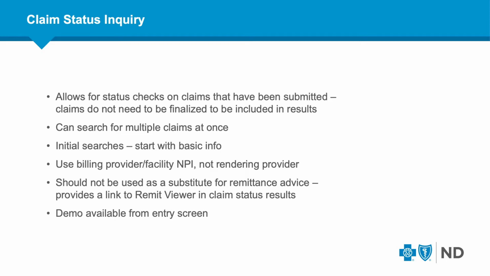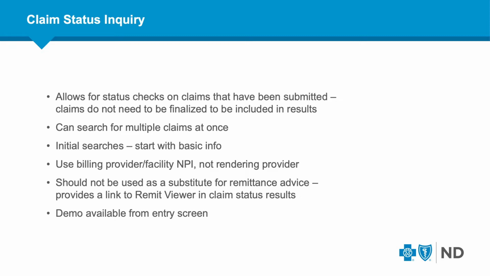So NPI, patient ID, patient name, date of birth, and date of service. There are other optional fields you can use to narrow your results down, but what we see is occasionally people will accidentally filter out what they're looking for if they put too much information in. So it's good to start with the basics and then add on from there. Again, you want to remember to use your billing provider NPI, not the rendering provider NPI.